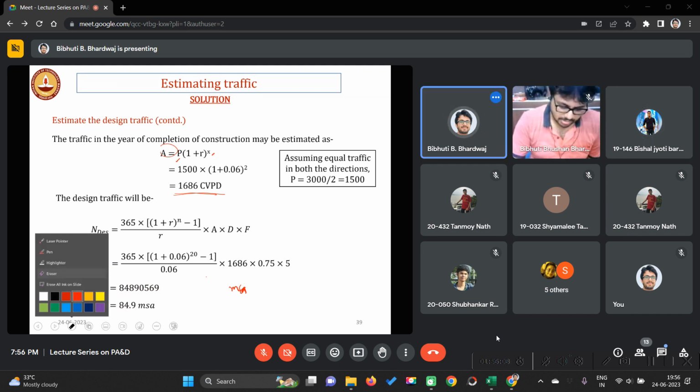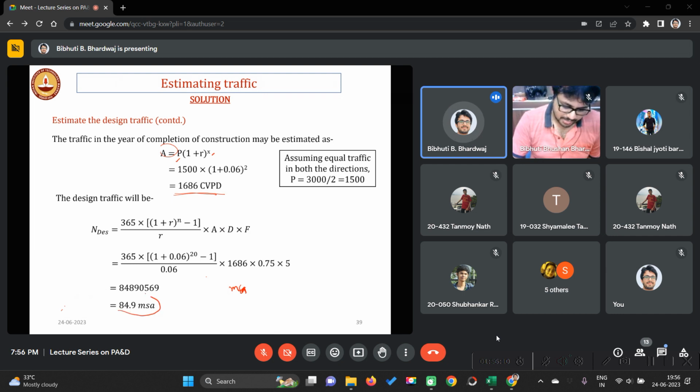84.9. Very good. So 84.9 MSA. That means whatever value you got, divided by 10 to the power 6, because it's million. Million means how much? 10 lakh. Right. So divided by 10 to the power 6. 84.9 MSA. Now what will be the next step? This is the design traffic you got.